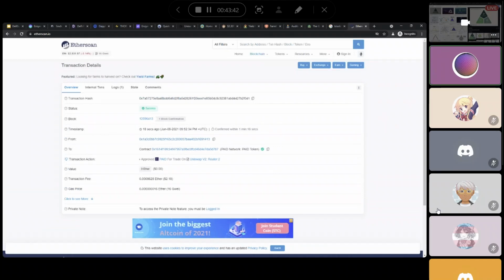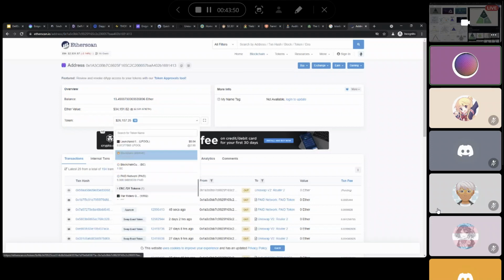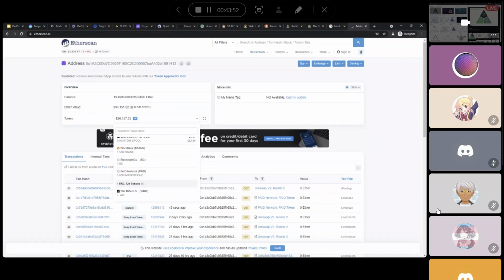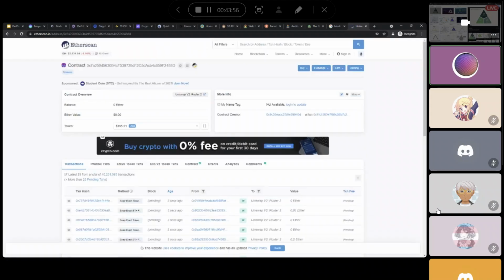Each blockchain has its own block explorer, and even in here, you can look at different contracts. You can see exactly how much money is in everybody's wallet. You can see everything. So this is going to Uniswap, and it's pending.